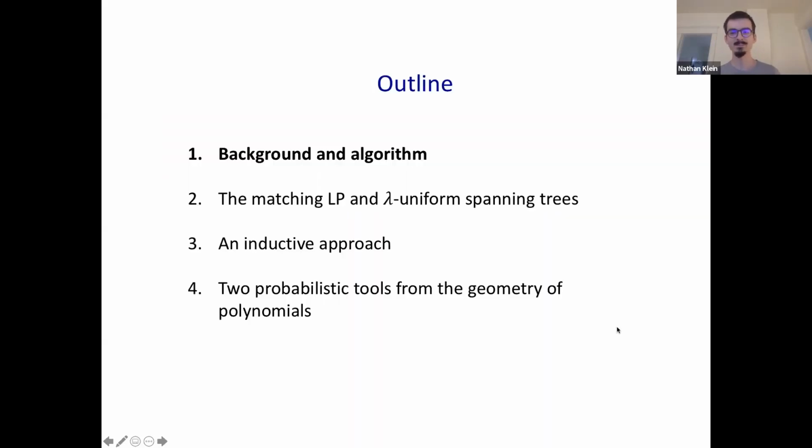So here's an outline of the rest of the talk. Since this is a workshop on polynomials, I'll sort of ignore many of the more combinatorial details. But in order to convince you that the tools we develop in section 4 are actually useful for this problem, I first need to explain at least the rough outline of our approach. So I'll start with some background and by defining actually the algorithm we use.